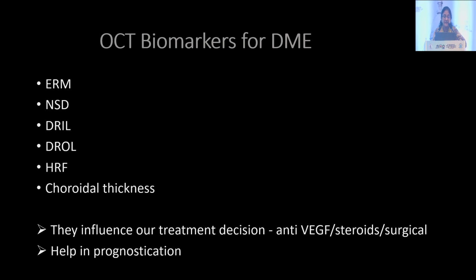We have various kinds of OCT biomarkers for DME, and the most common ones that we assess and that have clinical implications are the epiretinal membrane, neurosensory detachment, DRIL, hyperreflective foci, and the choroidal thickness. They are all said to influence our treatment decision, whether we would like to treat our patients with anti-VEGF, steroids, or a surgical intervention. And all these biomarkers, of course, have a role to play when we want to prognosticate our patients.